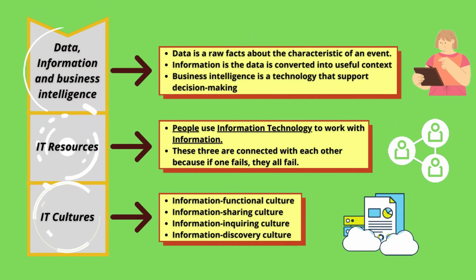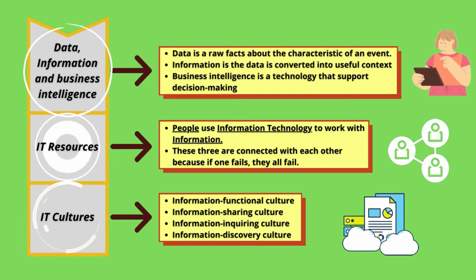Next, the definition of data, information, and business intelligence. First, data is raw facts about the characteristics of an event. Second, information is data that is converted into useful context. Third, business intelligence is technology that supports decision making. IT resources: people use information technology to work with information. These three are connected with each other because if one fails, they all fail.